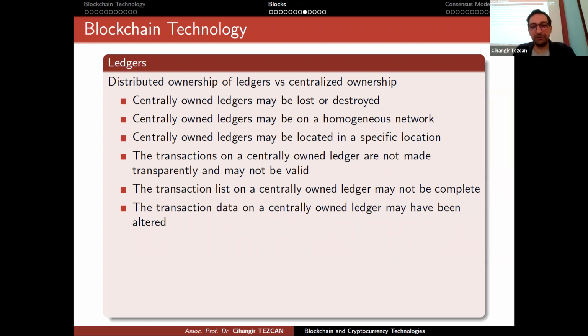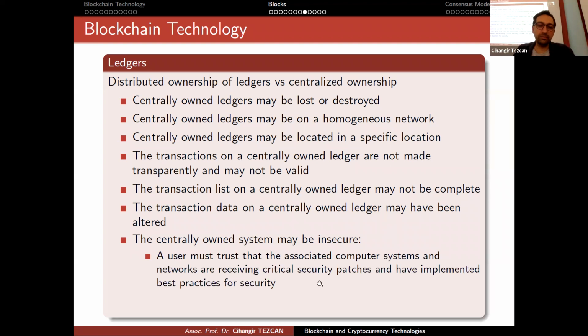The transaction data on a centrally owned ledger may have been altered. Again, we have to trust the company, also the workers. The centrally owned systems may be insecure because a user must trust that the associated computer systems and networks are receiving critical security patches and have implemented best practices for security. In the past, many incidents happened. In the newspapers, you hear stories about it.